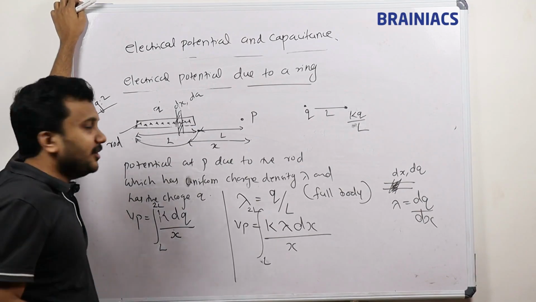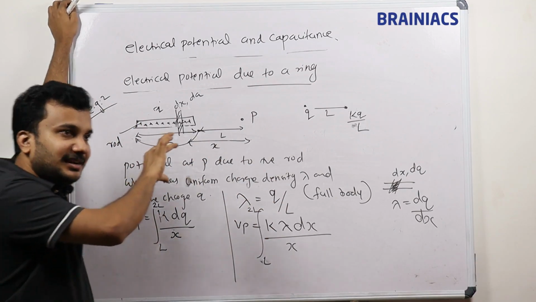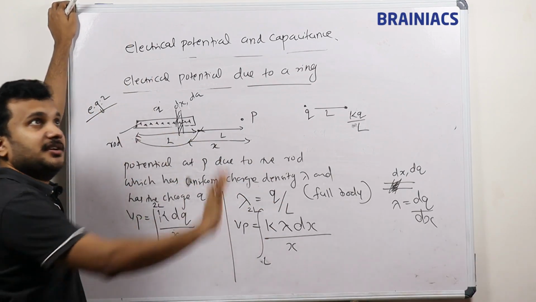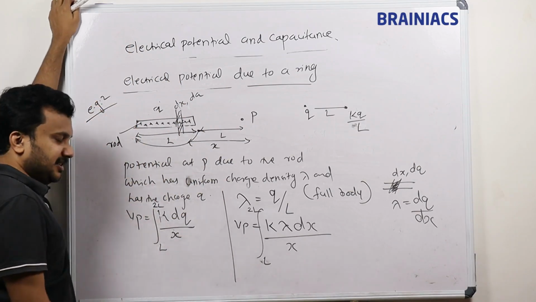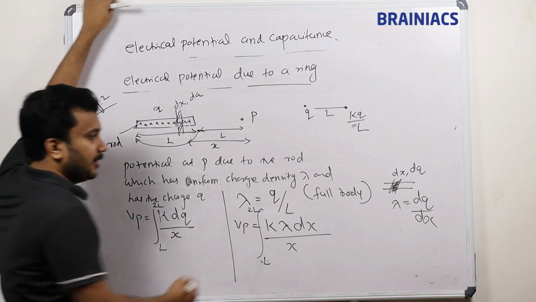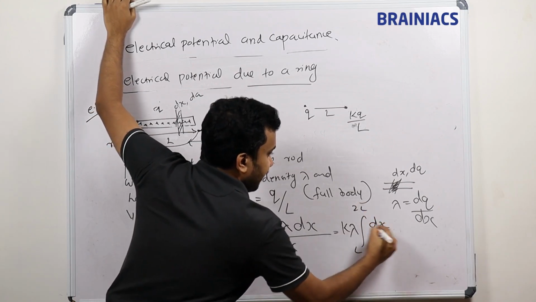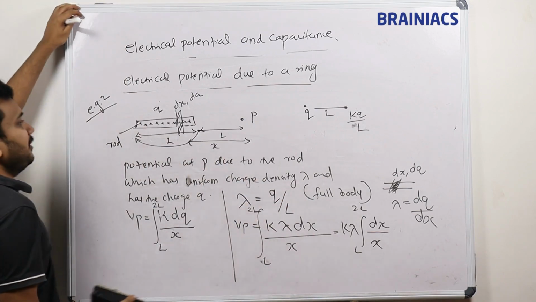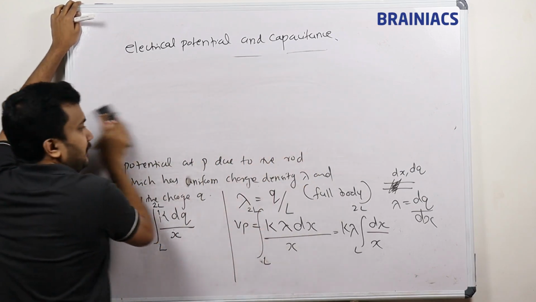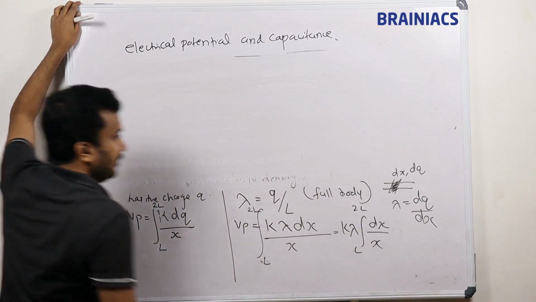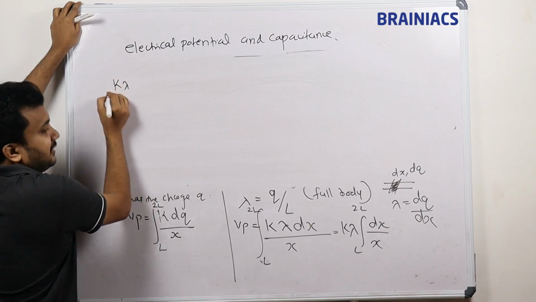Remember one thing, whenever you see not a point charge but a strip of charges, normally if it is a linear one, then lambda is used. If it is a surface area one, then sigma is used. If it is volumetric, then rho is used. That's the difference. Now what all things will be constant? k and lambda are constant, integral L to 2L of dx divided by x. So k lambda, and the balance I am writing here.